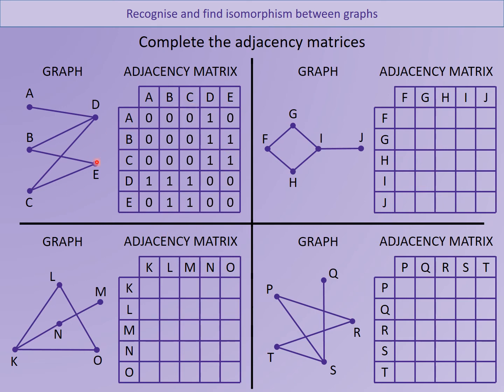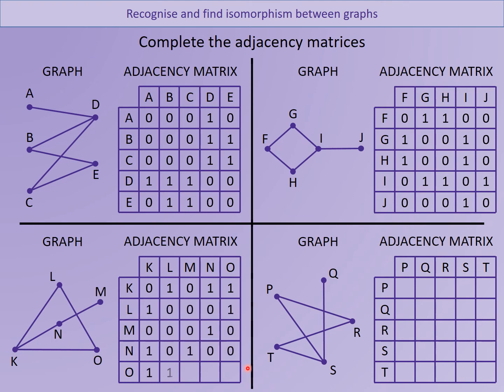What if you've forgotten how to do it? Have a go at the other ones yourself. Make sure you know how to do it. Okay, so just quickly going through it then. Yes, F is connected to G and H, G is connected to F and I. We can see that I is connected to G, H and J. And J is connected to just I. This graph, we can see what K is connected to. We can see what L is connected to, and so on. So just confirm we've got the same answer.